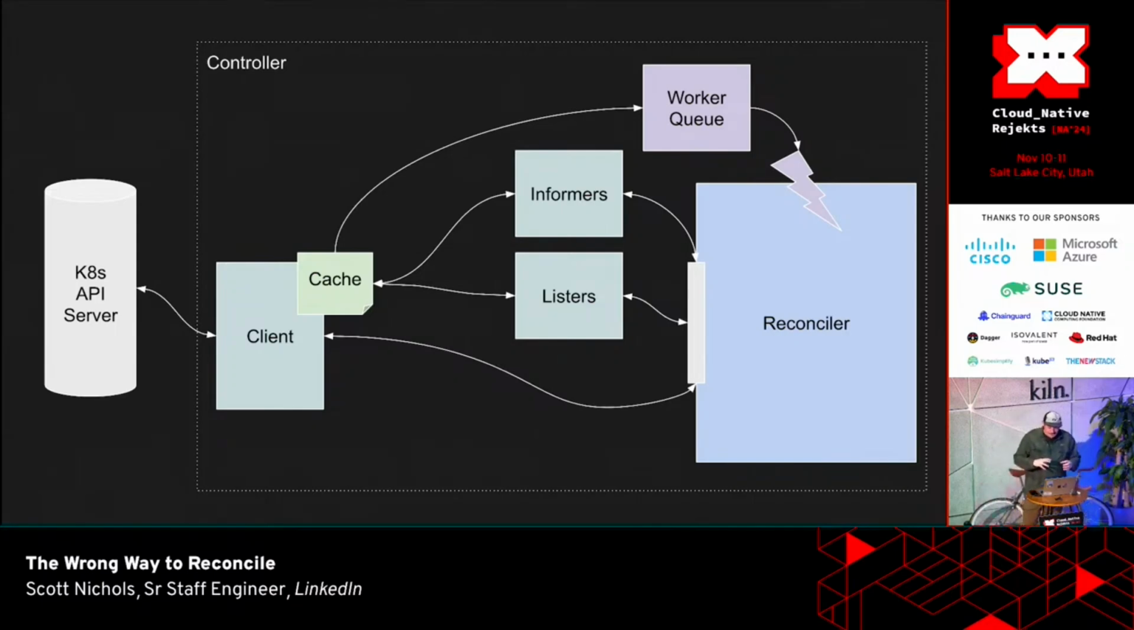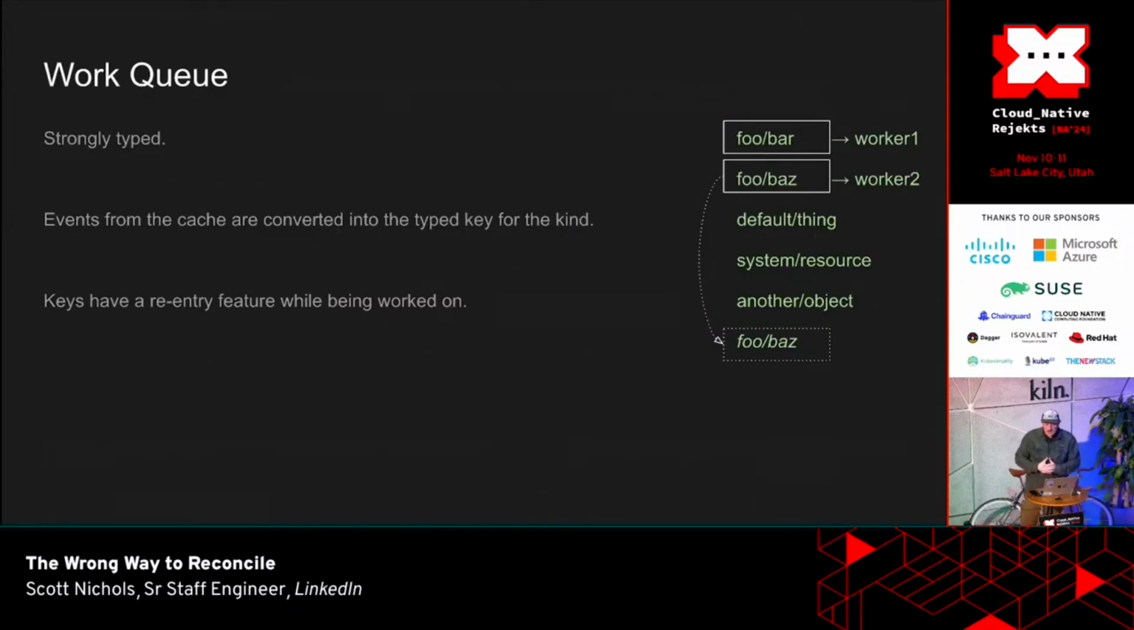So the work queue, has anyone read the work queue code? It's fascinating. It's a very good queue. And it has some advantages and some disadvantages. It is a queue, just like you would expect a normal computer science queue to work. It is strongly typed, so the string that ends up in there is a key. It's usually a namespace/name for namespaced resources.